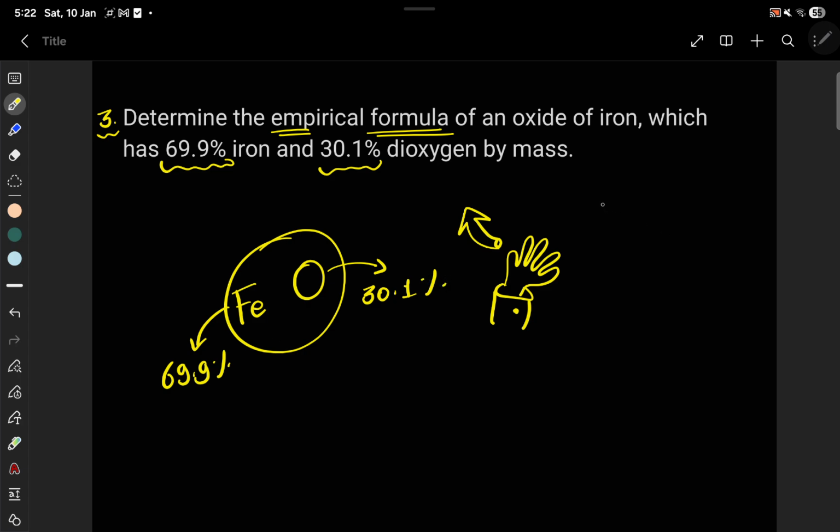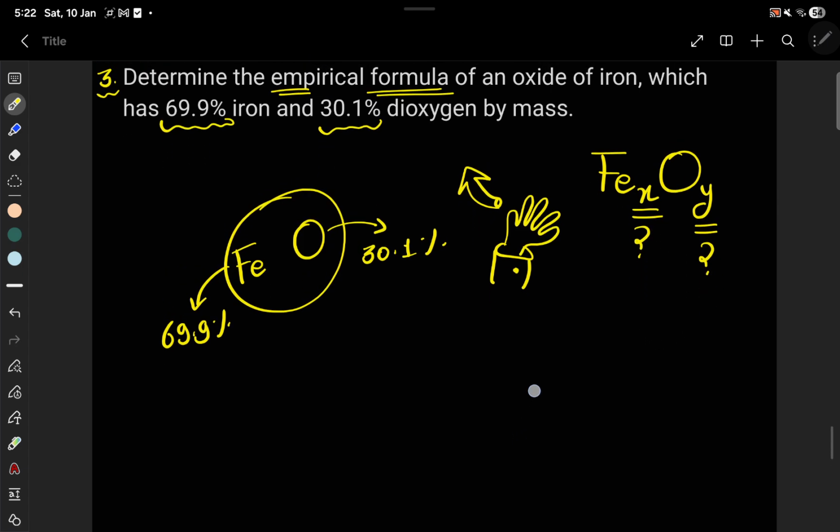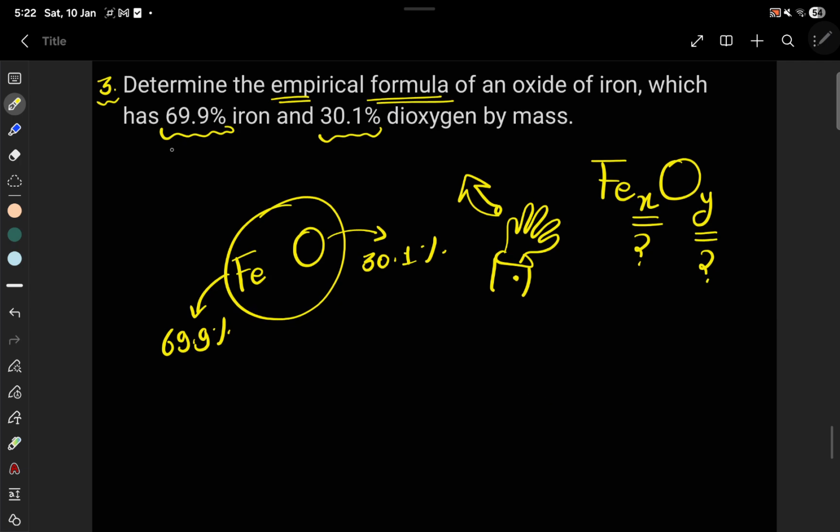Now just imagine that the empirical formula of this compound is FeXOY. What we have to determine is the value of x and y in this question. For the calculation of these two values, what details do we need? The detail we need is the amount of iron and the amount of oxygen present here, which is given in the question. Apart from that, the second necessary detail is the atomic masses, which they haven't given us in the question.